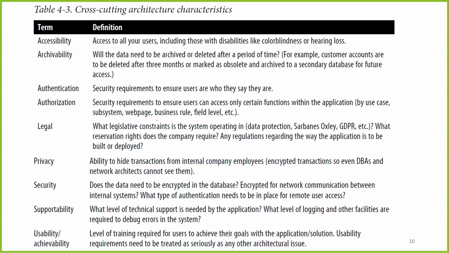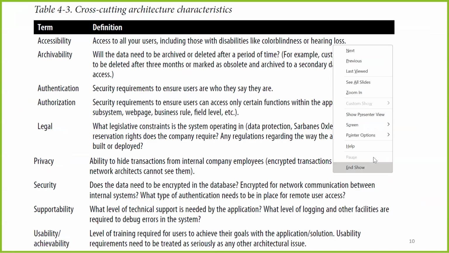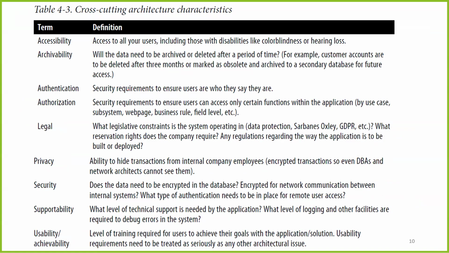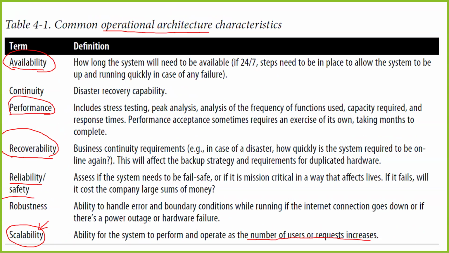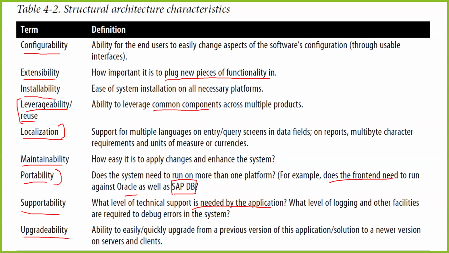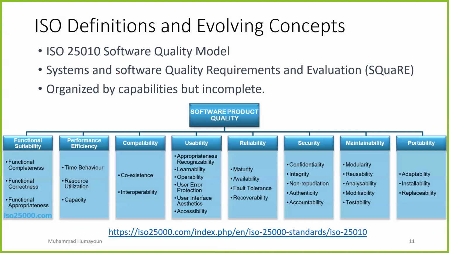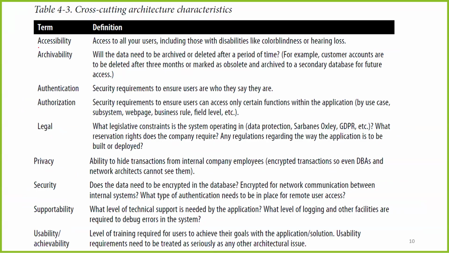And these are some cross-cutting architectural characteristics. Why we call them cross-cutting, as I said earlier, we can't fit them here in structural architecture, we can't put them into structural characteristics, and we can't put them into operational. So these are kind of mixed. Accessibility, access to all users, especially people with disabilities related to hearing, different kinds of losses, color blindness, and so on.